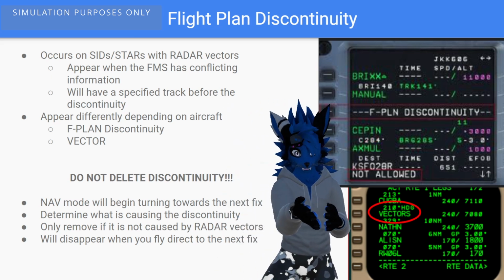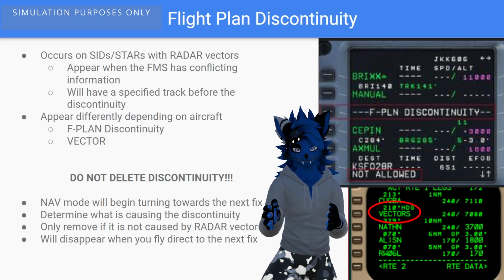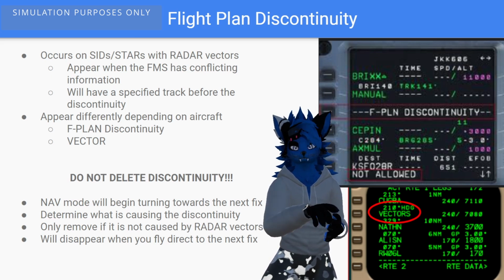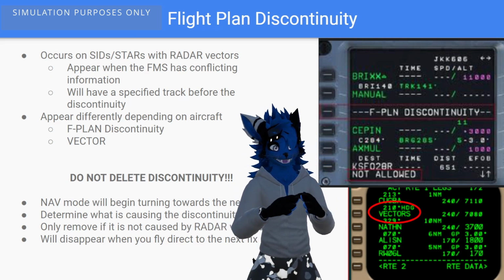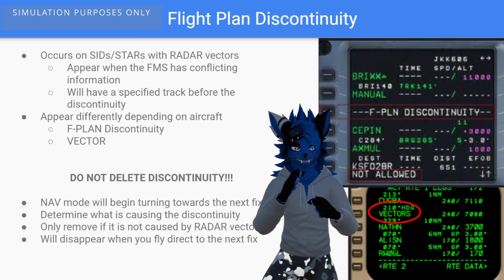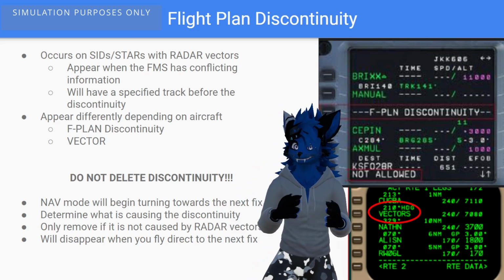You can see Bricks. Right beneath it, you can see Bricks 140, which is the track you're going to fly, and then manual right underneath it, meaning that it's going to be a manual leg. Beneath that, you're going to see flight plan discontinuity. Beneath that, you're going to see SID, which is the initial approach fix.